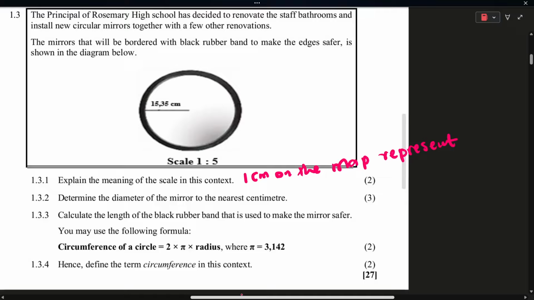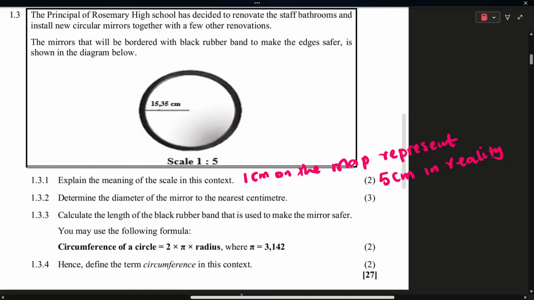represents 5 centimeter in what? In reality. That's what it means. Others can say 1 unit on the map represents 5 units in reality. That's what it means when we say 1:5. If we are trying to look for the other one, we just say maybe 2:3, something like that. So that is what it means.